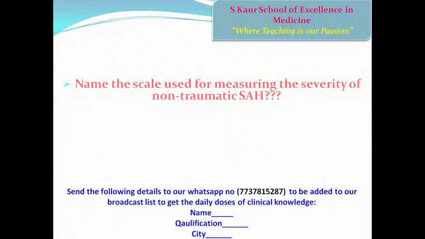Next question. Name the scale used for measuring the severity of non-traumatic SAH. We discussed the non-traumatic, that is the spontaneous one, caused due to rupture of berry aneurysm. So what is the scale? What is the name of the scale used for measuring the severity of non-traumatic SAH? And as always, I'm saying to you that if you don't know the answer, just write don't know so that we can move on.